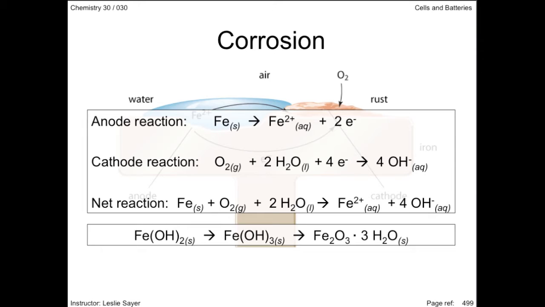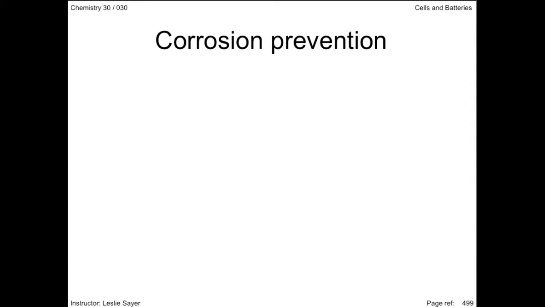The rust can flake off, exposing more iron to the rust. Not all metals corrode in the same way. Some metal oxides don't flake off and therefore protect the underlying metal against further corrosion. The costs associated with corrosion have led to extensive research in the area of chemistry.